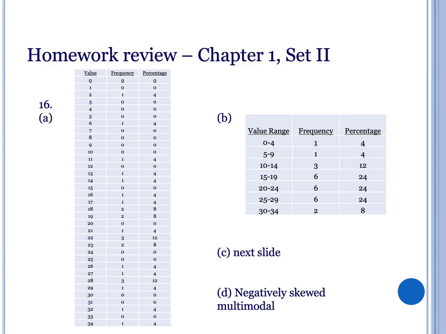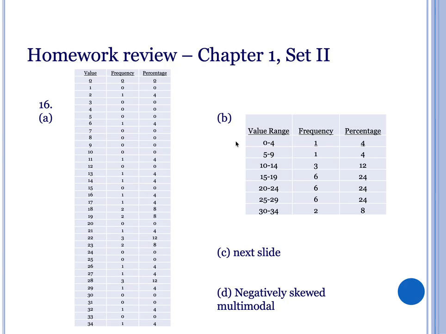And so for each frequency, I'm just going to divide the frequency by total N. So 1 divided by 25 is 4%. It's 0.04, right? And on down the line. 2 divided by 25 is 8%. 3 divided by 25 is 12%, and so on. And so that's what your frequency table should look like.